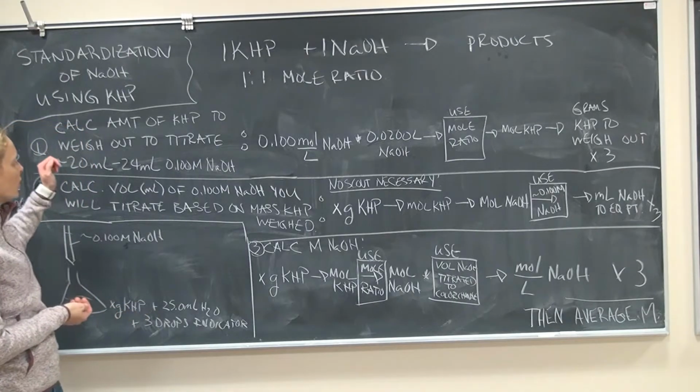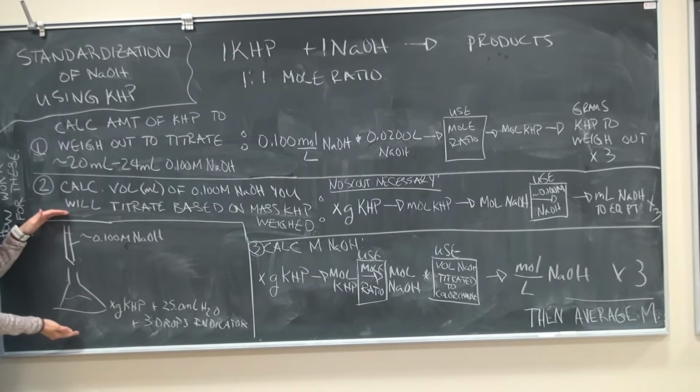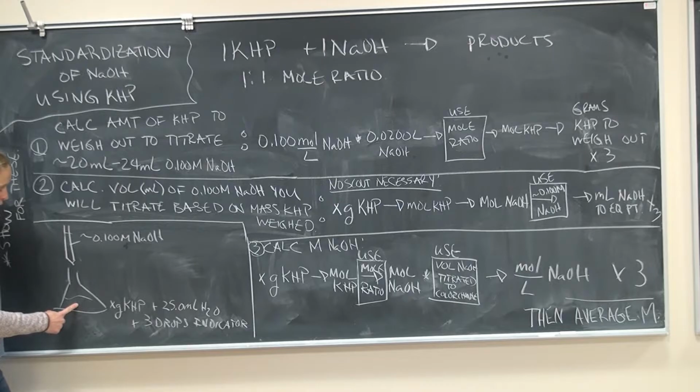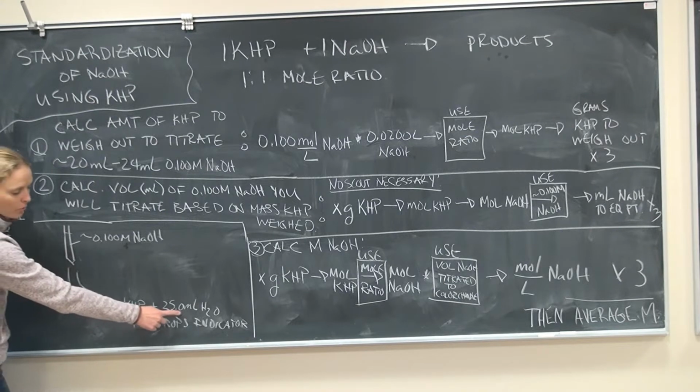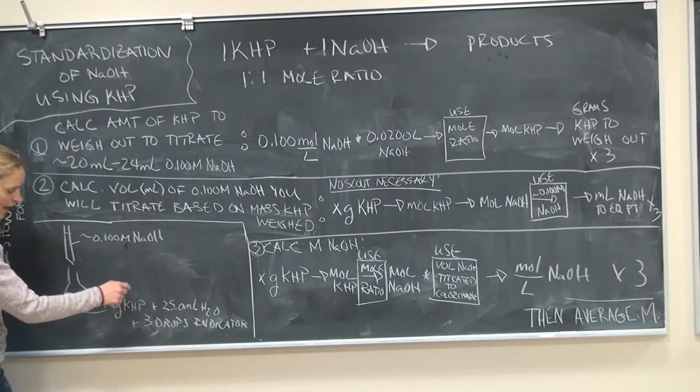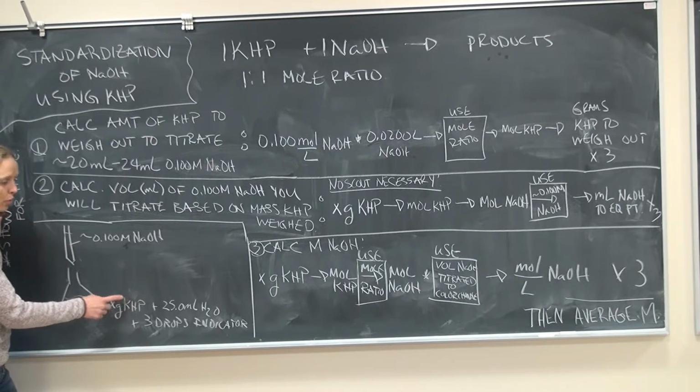All right, so take a look at our pictorial diagram over here in the bottom left-hand corner of the chalkboard. Our basic setup is going to be where we have our sodium hydroxide going in from our burette down into our flask with KHP, and we have a certain mass of KHP that we weigh out, and we put it into the flask with 25.0 mL of water that we measure out with a graduated cylinder, and then we put 3 drops of our indicator, phenolphthalein, into that flask. So the initial question is, how much of this KHP do we put in here?